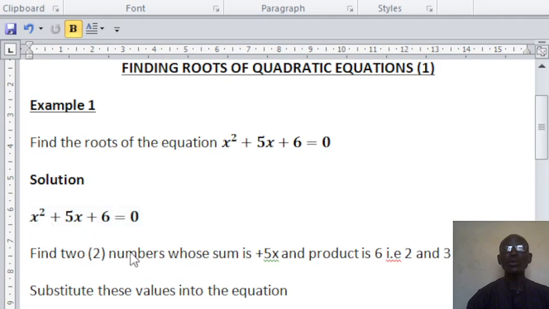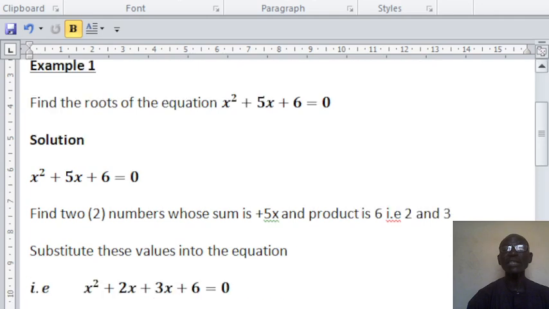So we have so many numbers that can give you 5. 4 and 1, if you add them, can give you 5. 2 and 3, if you add them, they can give you 5. So you have to make a choice, your choice, to know which of them will actually suit your purpose. So we take 2 and 3 and replace them here. Instead of writing 5, we enter those two numbers.